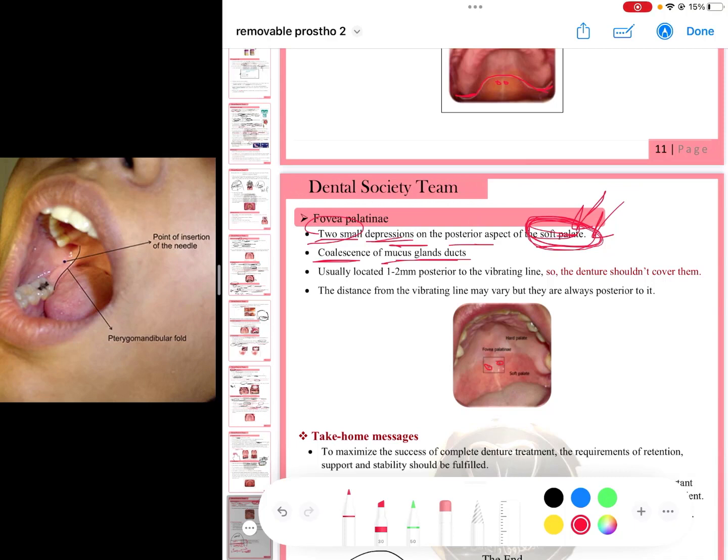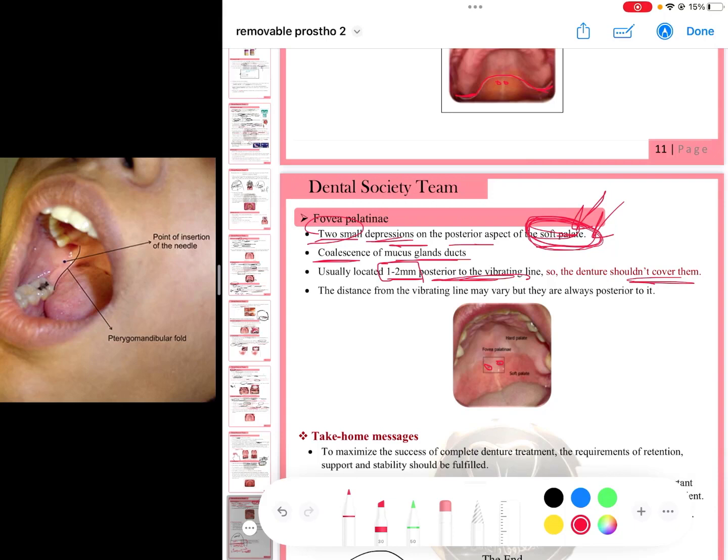Look, it's the opening of multiple mucus gland ducts. It's two openings, okay? Usually it's located 1 or 2 millimeters posterior to the vibrating line. So the vibrating line is anterior to it. The denture shouldn't cover it. Why shouldn't the denture cover it? If the denture covers it, then the mucus will accumulate under the denture.